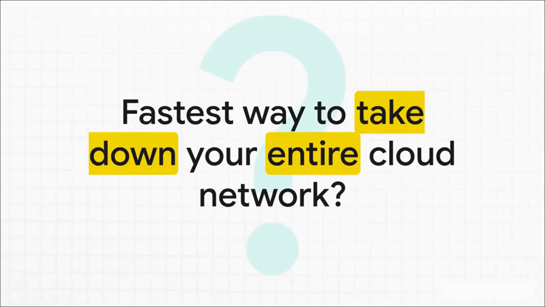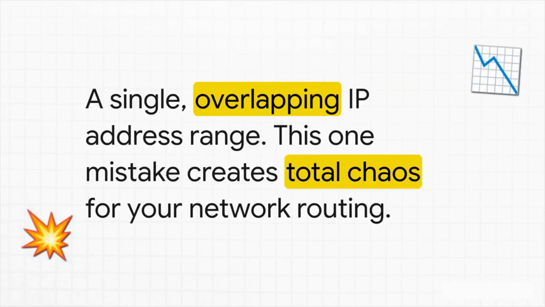Okay, so let's start with a scenario. Picture this. Your production app is humming along, everything's green, customers are happy, life is good. And then, bam, one tiny little configuration change and your entire network just goes dark. What do you think is one of the quickest ways to trigger that kind of complete, catastrophic meltdown? You ready for this? It's a single, overlapping IP address range. That's it. It sounds so small, so innocent, right? But what it does is unleash total chaos on your network routing. Suddenly, nothing can talk to anything else. And this, right here, is exactly the disaster that proper subnetting is designed to stop in its tracks.